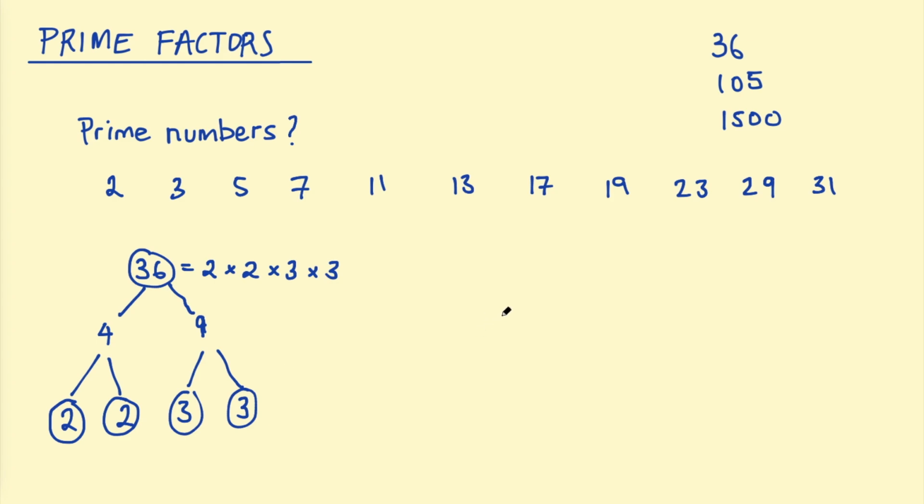And one case we're going to look at in the next video is when we're looking for the highest common factor and lowest common multiple of a number, sometimes abbreviated as HCF and LCM. When you're looking for these two things, it's really useful to be able to break a number down into its prime factors. Let's have a look at 105.